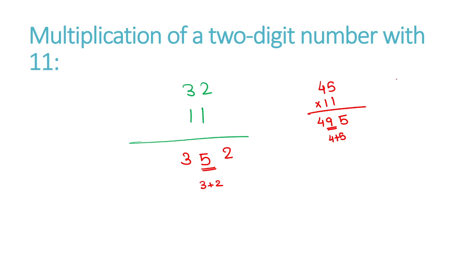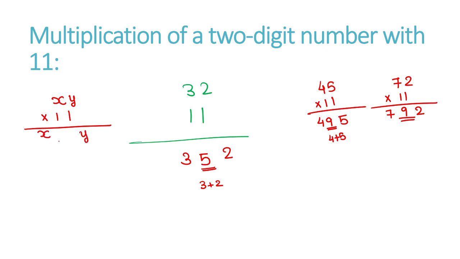For example, if I take 72 times 11, the answer should start with 7, end with 2, and the middle number is nothing but the sum of the two numbers, that is 9. Right? So what is the pattern? Whenever a number is multiplied with 11, what are you supposed to do? If it is x, y, any 2-digit number, you multiply with 11. It will start with x, end with y, and in the middle you will have x plus y.